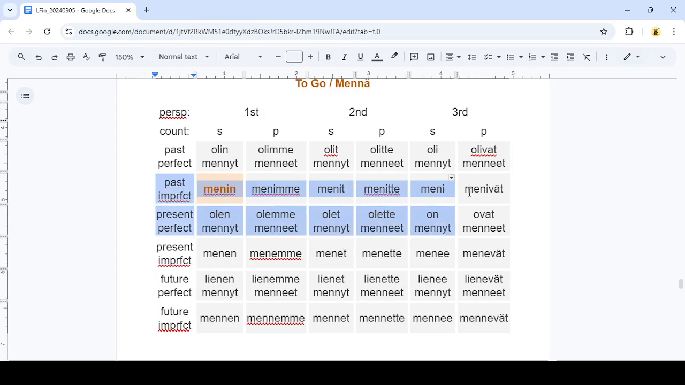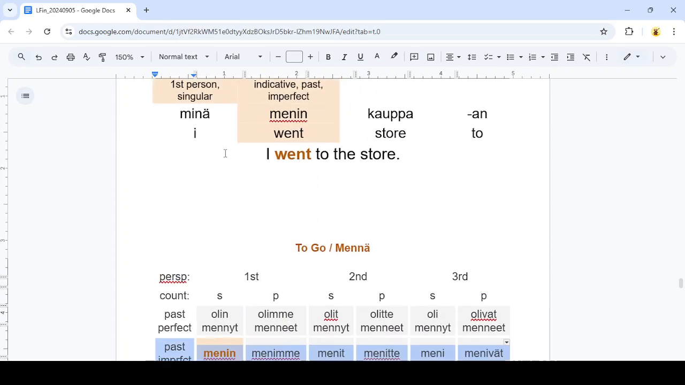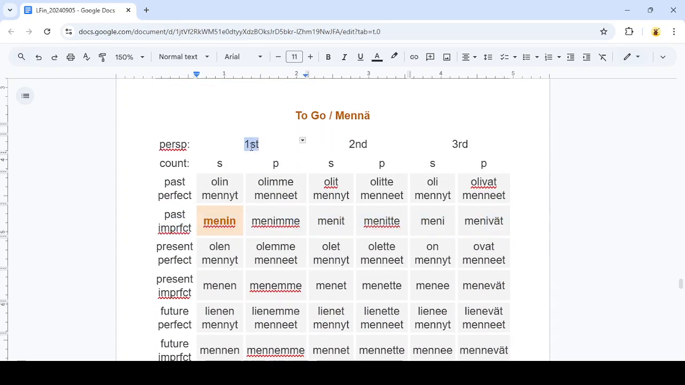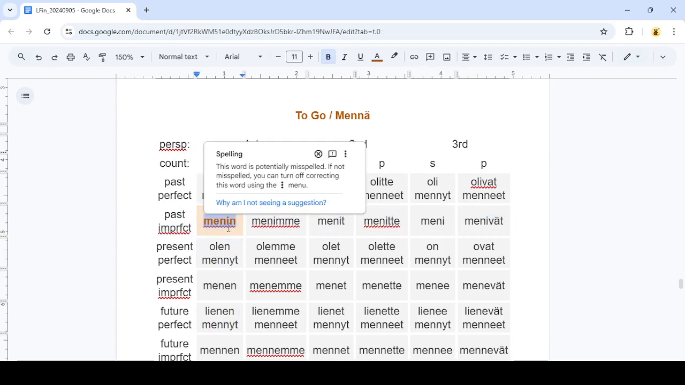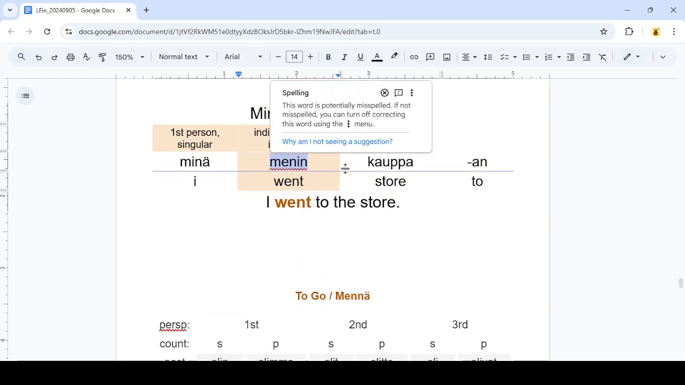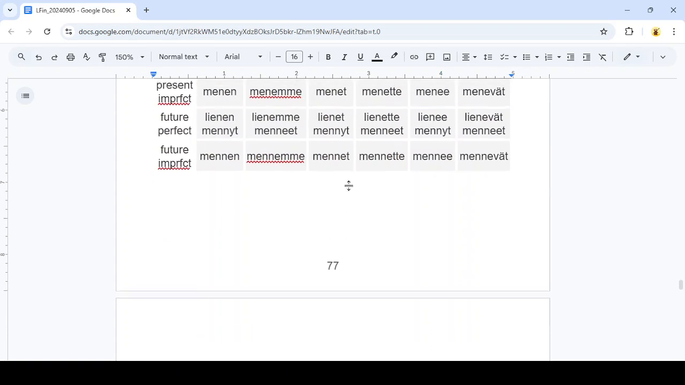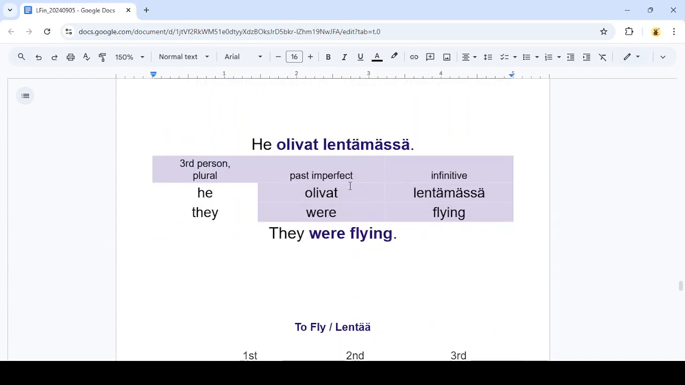So past imperfect is going to be all the spellings in this row. And then our subject is first person singular. So we're going to be looking at first person singular, which is the spellings in this column. So the intersection of this row and this column is the spelling mennen. And that is the spelling that's used in the Finnish translation here of went. So let's do one more example.